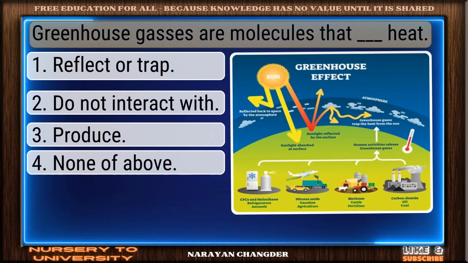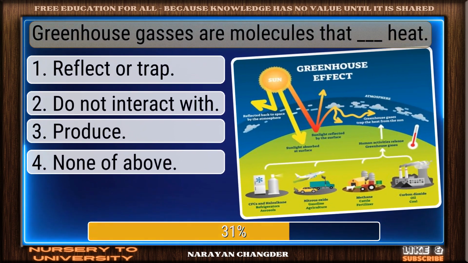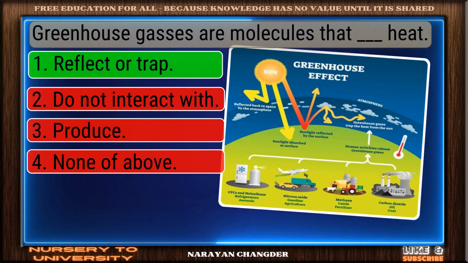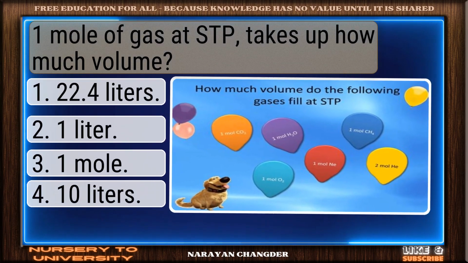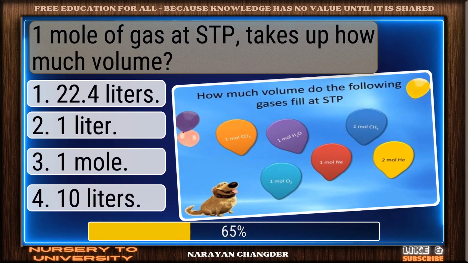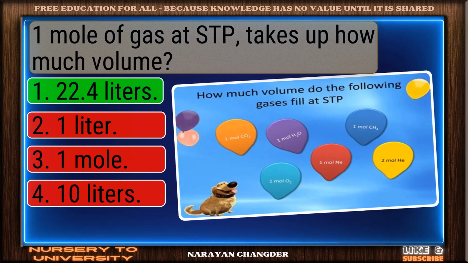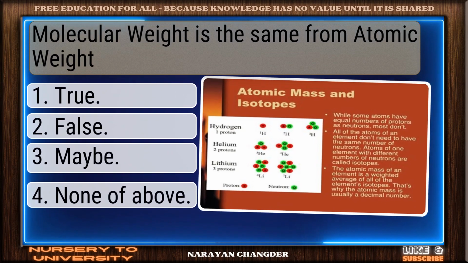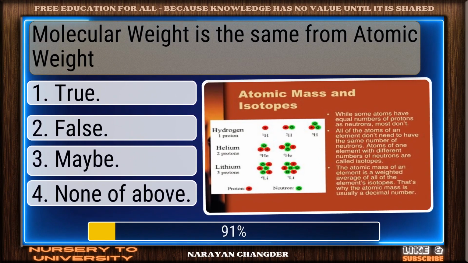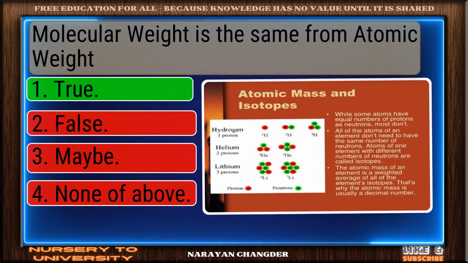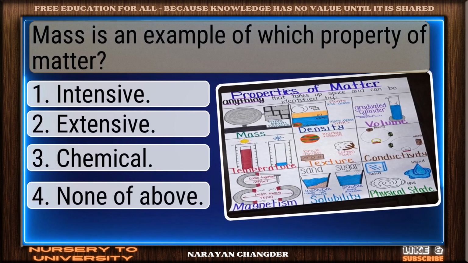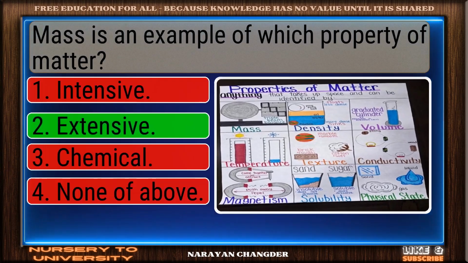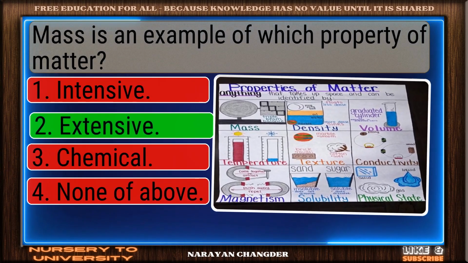Greenhouse gases are molecules that trap heat. Great job. Reflect or trap is the accurate answer. 1 mole of gas at STP takes up how much volume? Well reasoned. 22.4 liters is the correct choice. Molecular weight is the same as atomic weight. Right choice. True is the best answer. Mass is an example of which property of matter? Strong choice. Extensive is the right answer.